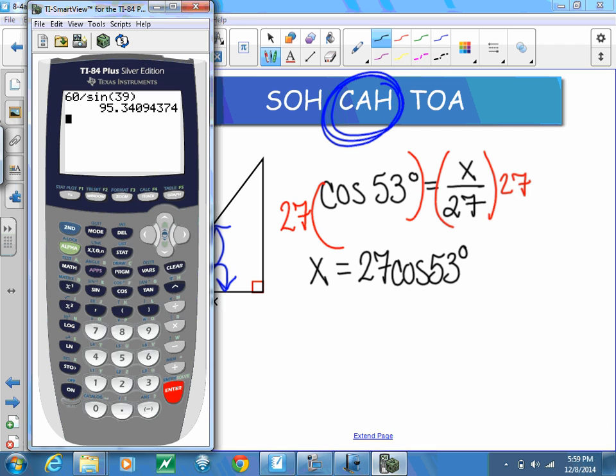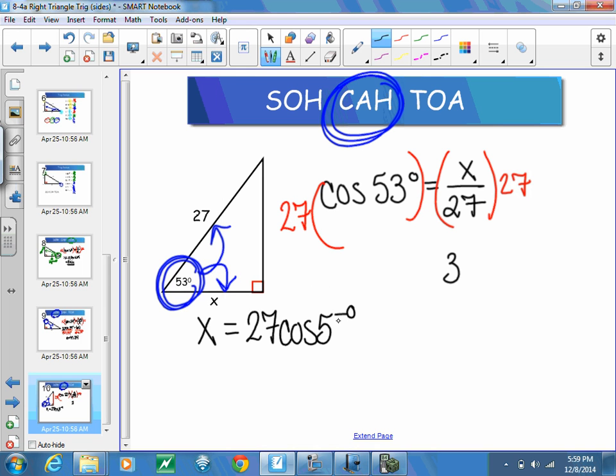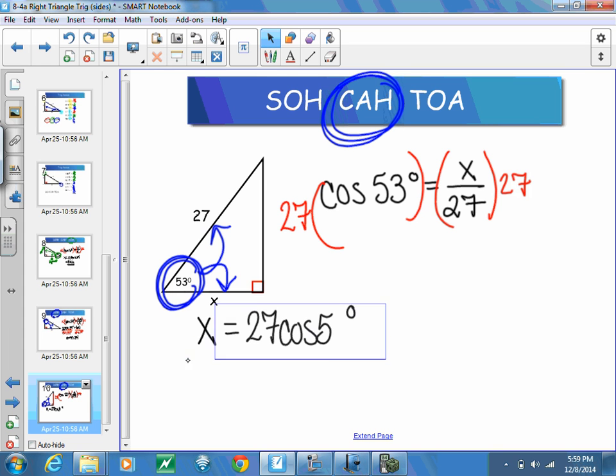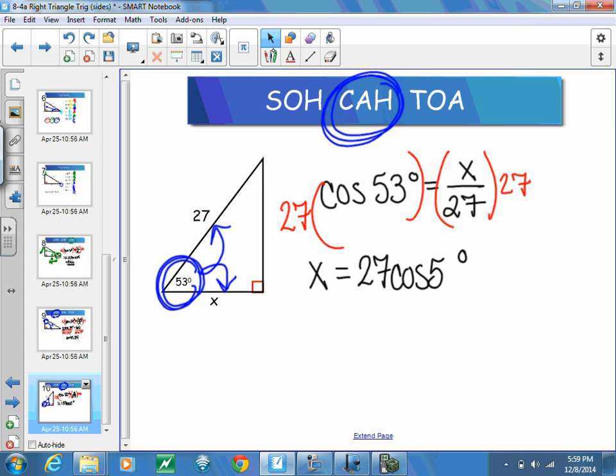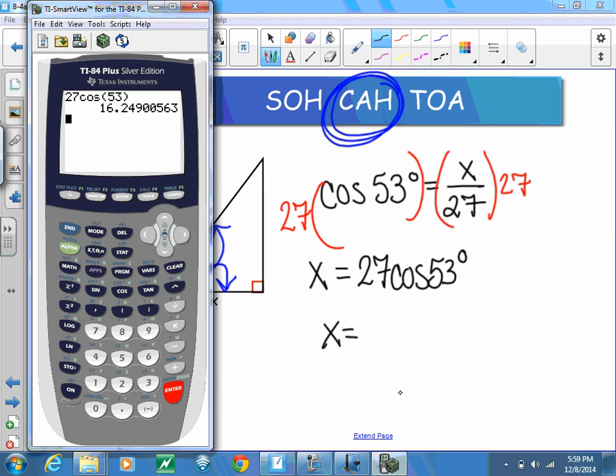So we go to our calculator, type it in, 27 times the cosine of 53 degrees, enter, and I get 16.25. Oops, I'm sorry. Let's fix this real quick. All right, so x we said was equal to 16.25.